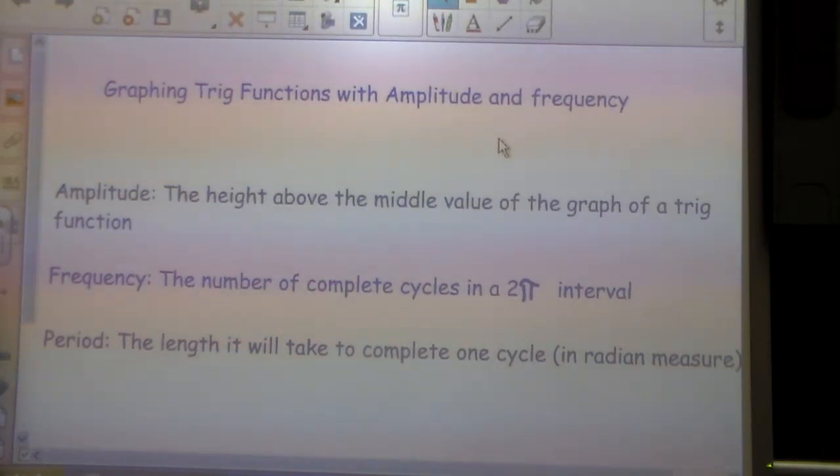An amplitude is the height above the middle value of a trig function. So if you were recalling yesterday's video, sine and cosine had an amplitude of 1 because the maximum value was 1 and the middle of the graph was the x-axis. So the height above the middle of the value, the x-axis, was 1. The frequency is the number of cycles in a 2 pi interval, and the period is the length it will take to complete one cycle.